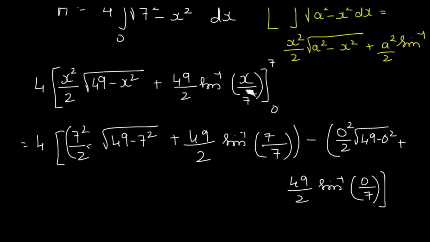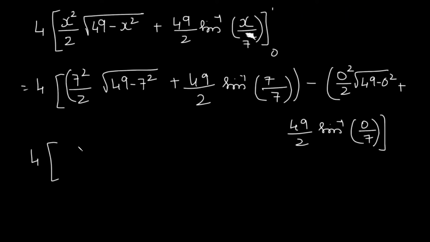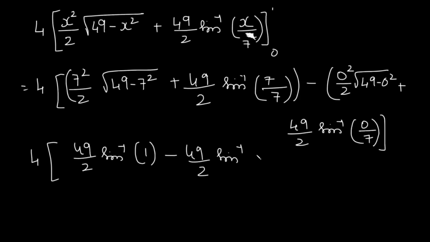Now obviously those who have learned the earlier sums like this will know that the first term becomes 0. 49 minus 49 is 0, and 0 into anything is 0. So the first term goes away and the second term becomes 4 into 49 upon 2 sine inverse of 1, that is 7 upon 7, minus, again the first term goes away and the second term becomes 49 upon 2 sine inverse of 0. Now sine inverse 1 is 90. I have told this to you many times. Sine inverse 1 is 90.